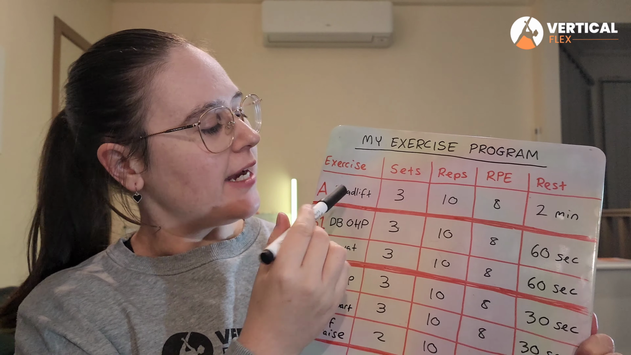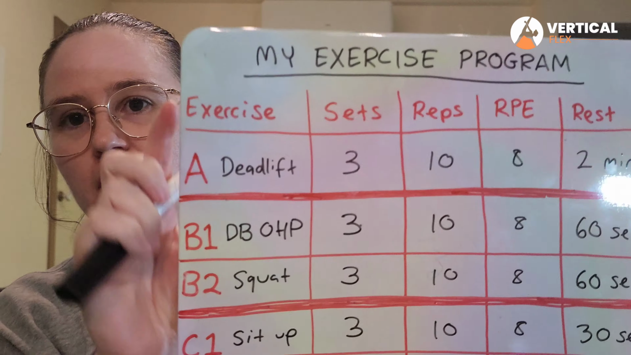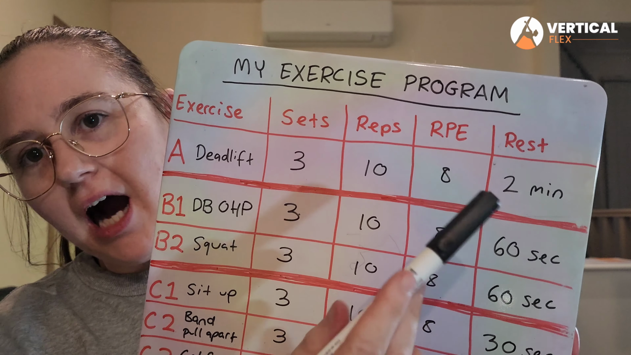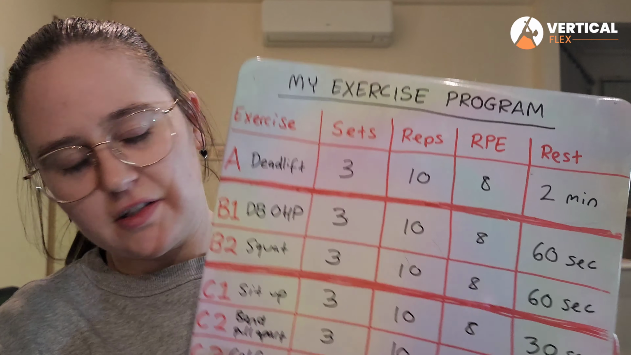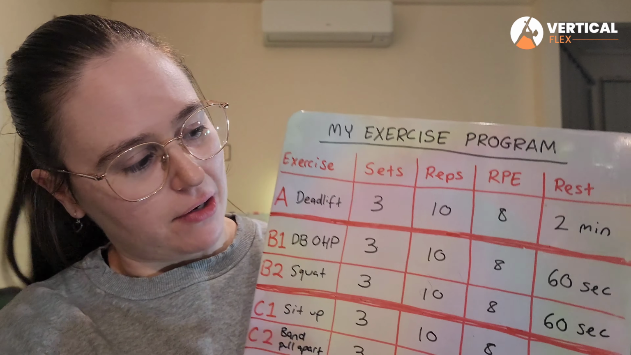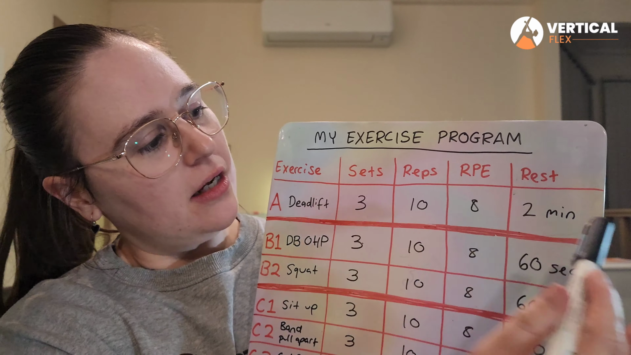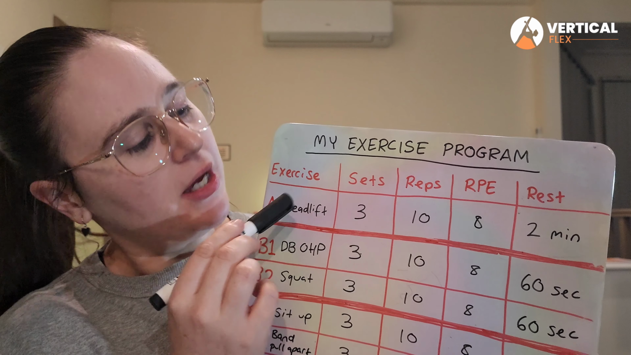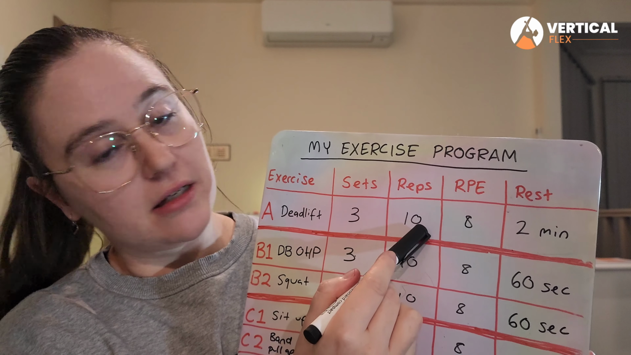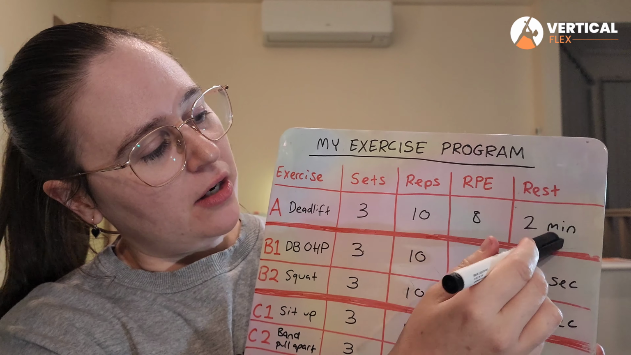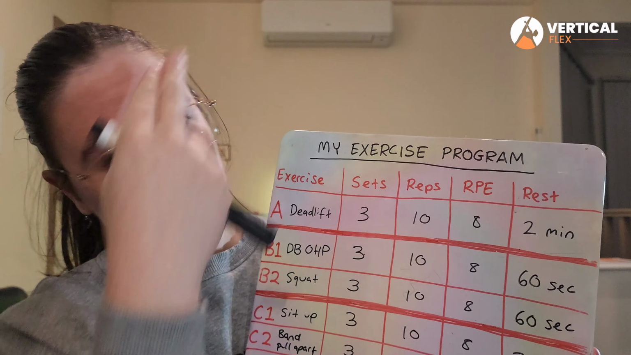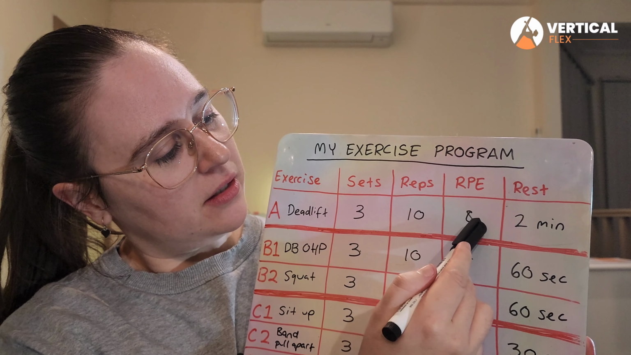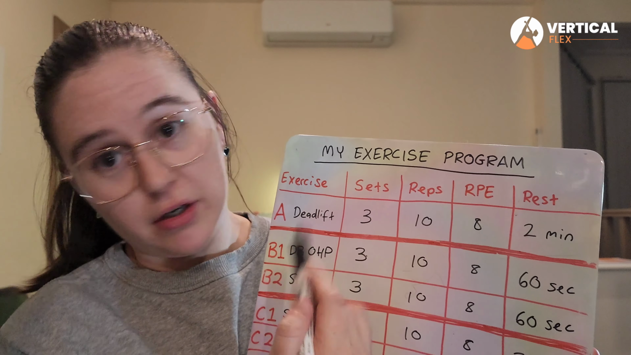And then for A, which is a deadlift, you're going to do 3 working sets, 10 reps, RPE of 8 for everything. So let's not bring up RPE again. RPE is 8 for everything. And then once you do one set, you're going to rest for 2 minutes. And then it's just A by itself. So you're going to cycle back. Deadlift, another set, 10 reps. Rest for 2 minutes. You've only done 2 sets, so you're going to do it one more time. Again, 10 reps. And then we can just move on because we've done 3.